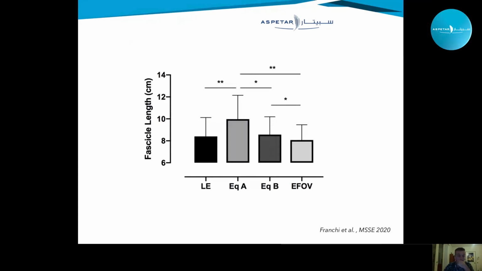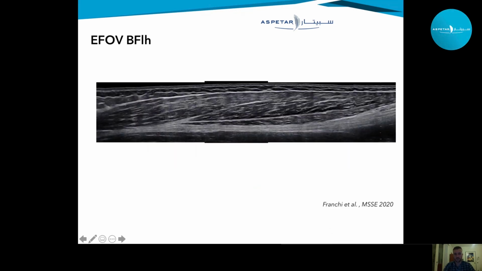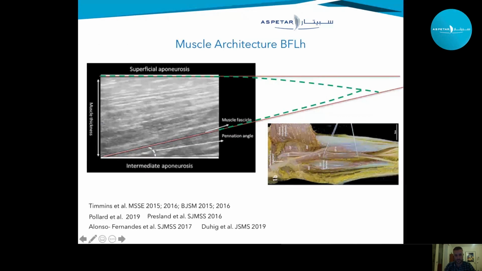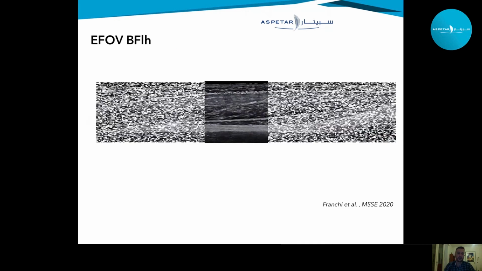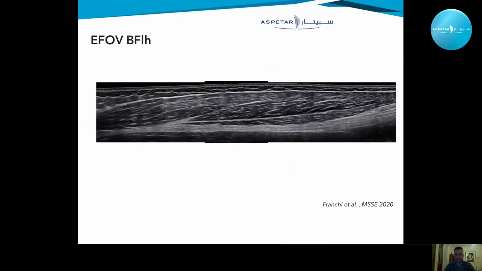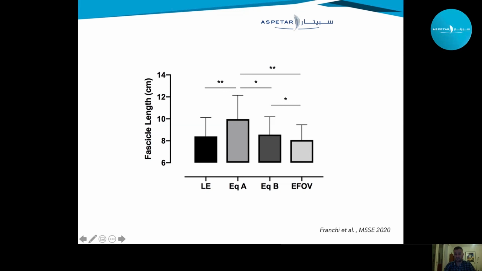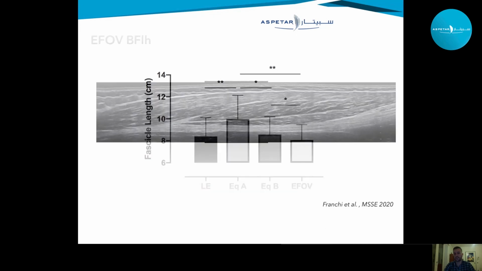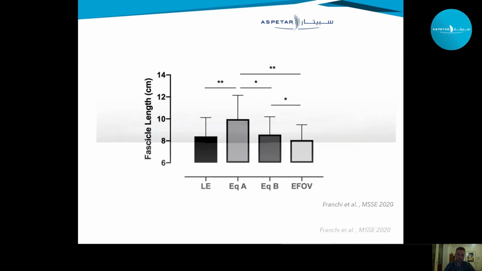So we went to look at this in a cohort of the Swiss skiing national team, and what we found is that the trigonometric equation that was used to extrapolate this fascicle, dependent on the muscle thickness, the angle between the two aponeuroses, and the pennation angle, the trigonometric equation that was used in most of the studies, somehow overestimated the fascicle length by quite a lot when compared to manual linear extrapolation, another trigonometric equation, and the extended field of view, so the panoramic image that I showed you.